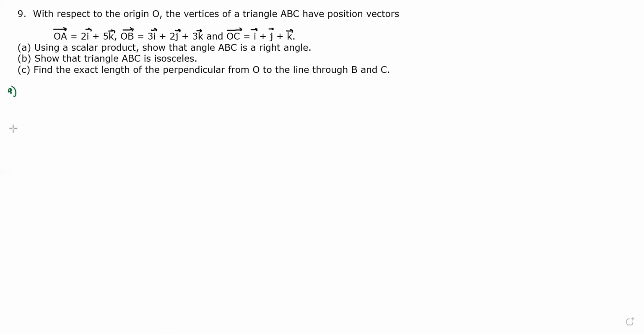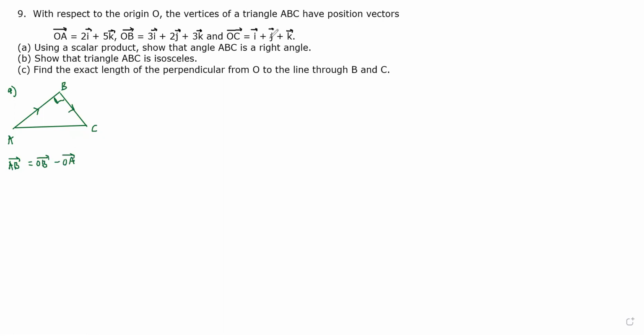For triangle ABC, let's say we have triangle with vertices A, B, and C. To show that ABC is a right angle, we need to show that this angle is 90 degrees. So we need to find vector AB and vector BC and show that these two vectors are perpendicular using a scalar product. Vector AB is given by vector OB minus vector OA.